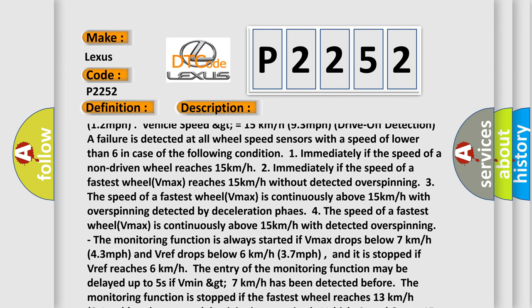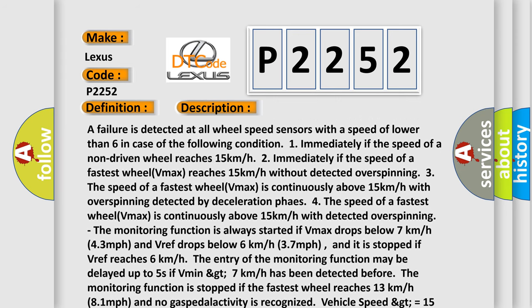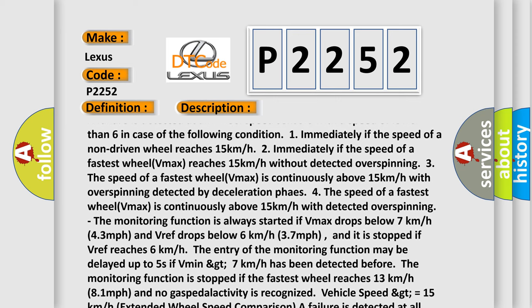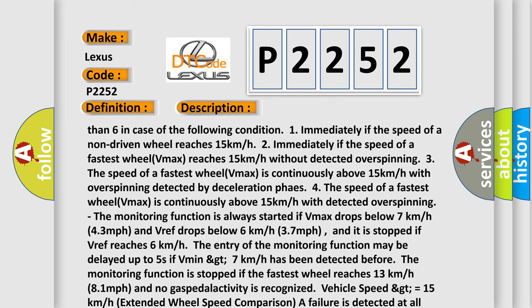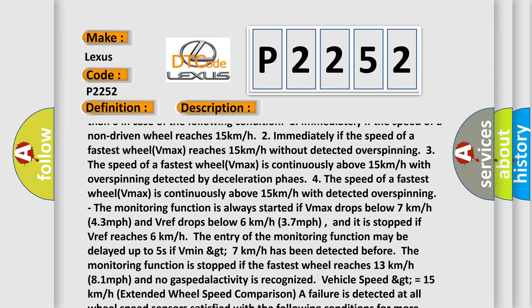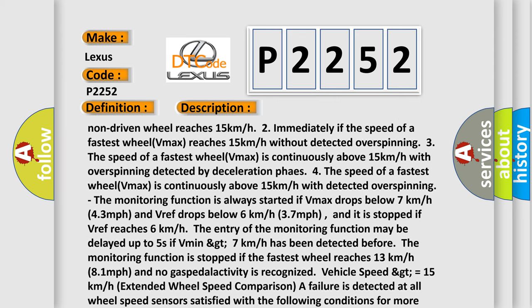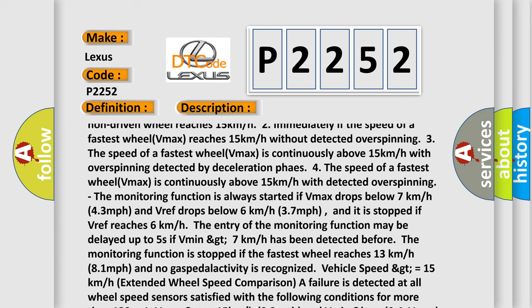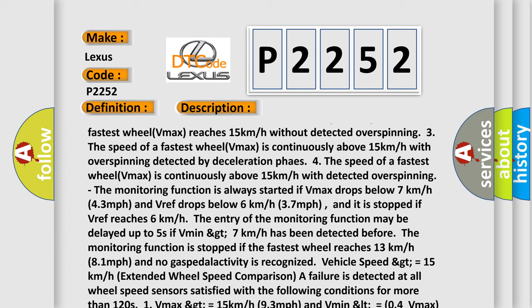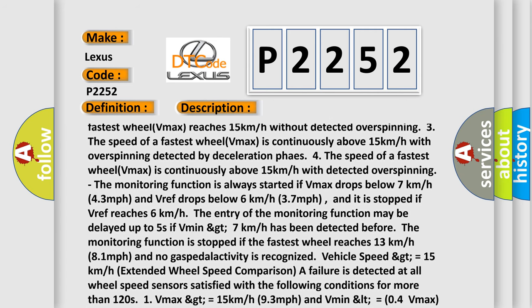The monitoring function is always started if Vmax drops below 7 km/h (4.3 miles per hour) and Vref drops below 6 km/h (3.7 miles per hour), and it is stopped if Vref reaches 6 km/h. The entry of the monitoring function may be delayed up to 5 flags if Vmin > 7 km/h has been detected before the monitoring function is stopped. If the fastest wheel reaches 13 km/h (8.1 miles per hour) and no gas pedal activity is recognized, vehicle speed >= 15 km/h.